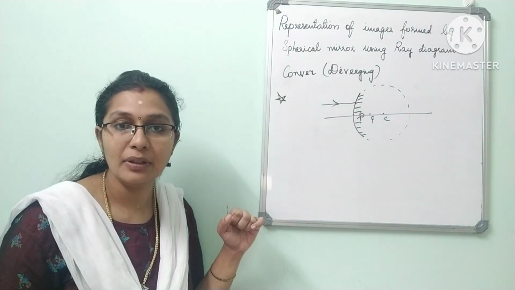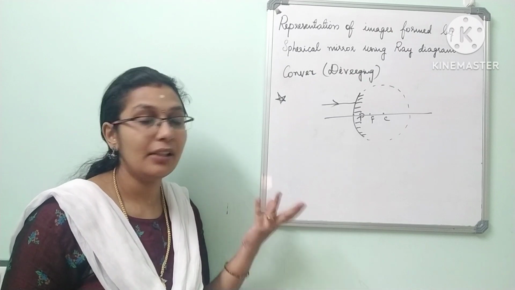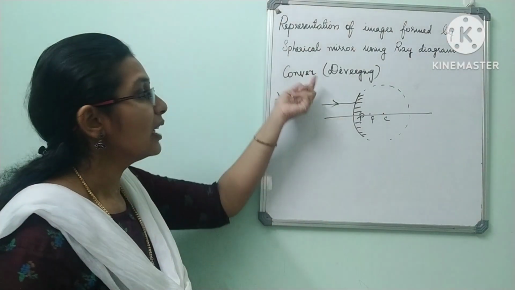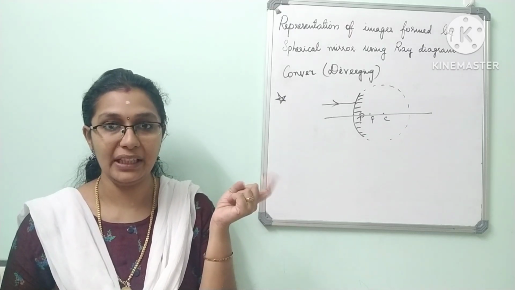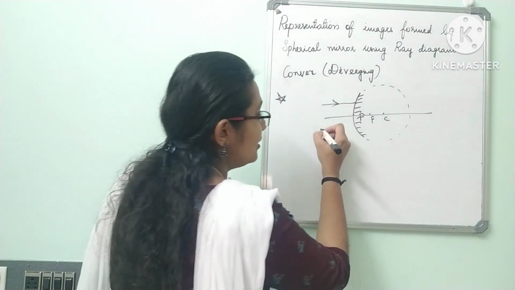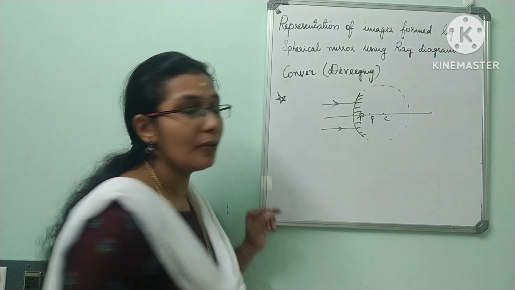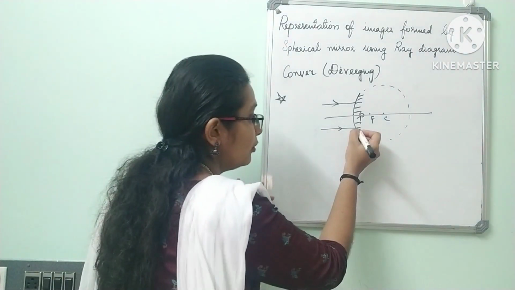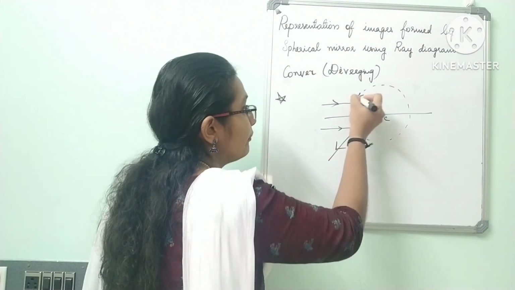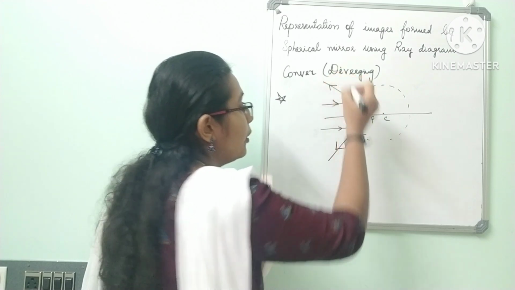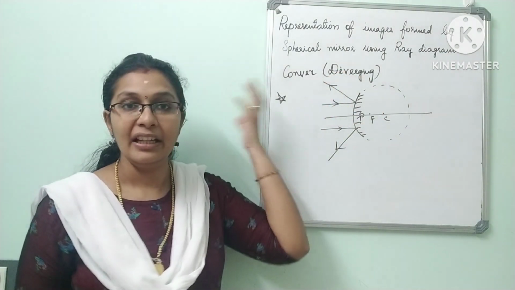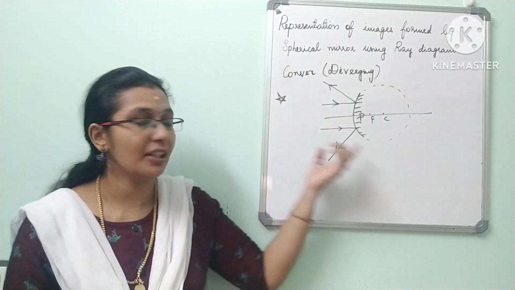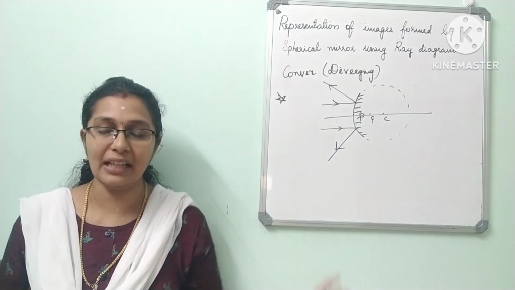A ray parallel to the principal axis, after reflection, passes through the focus in case of concave mirror. Here what actually happens is it is a diverging mirror, right? So what will happen is it goes like this. Okay, it will not meet at any point. Instead it goes in some other direction. All the rays will go in different directions. Okay, it is a diverging mirror.